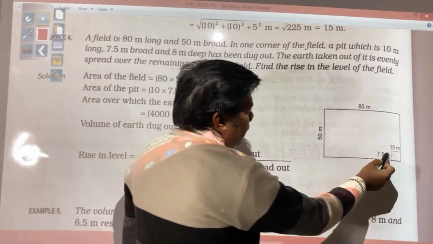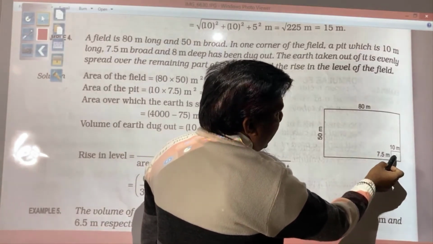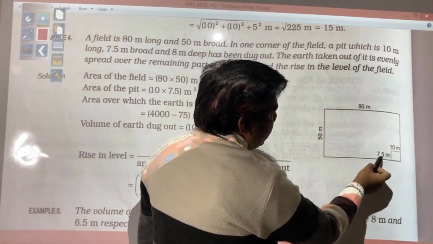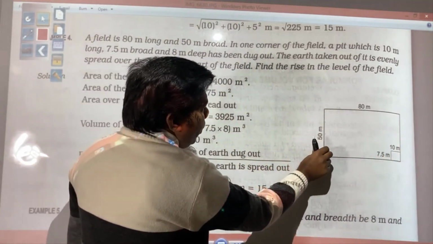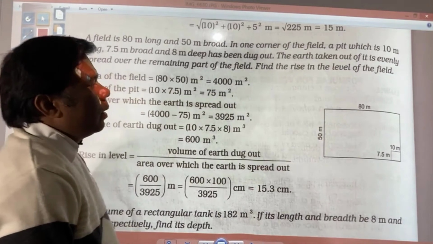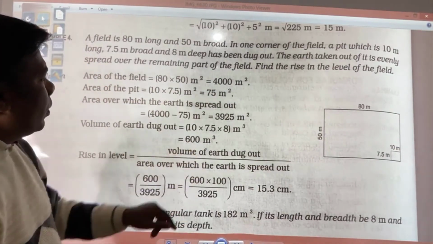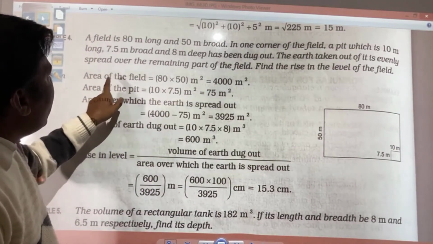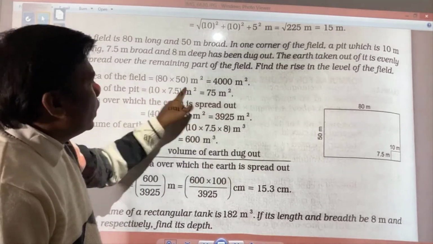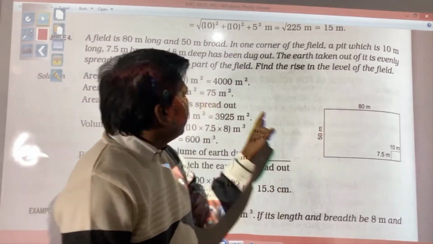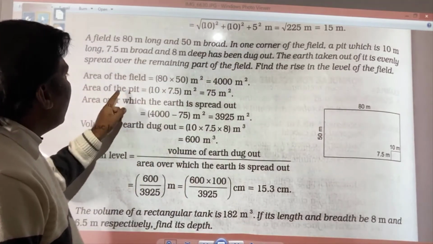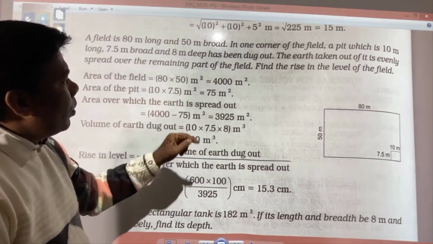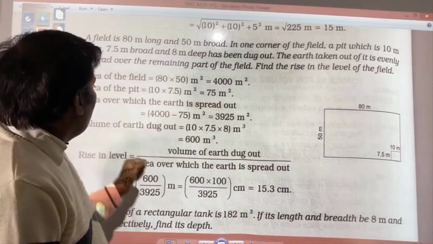Suppose here pit has been made and soil what came out has been spreaded on it. And then you need to find out height of this field. How it will be solved, just to see. Area of the field now is 80 into 50, so that is 4000 meters square. Area of the pit, that is 10 into 7.5, that is 75 meters square.